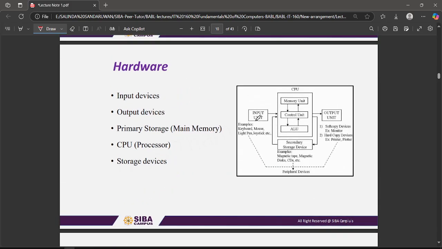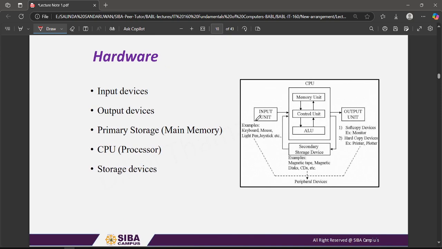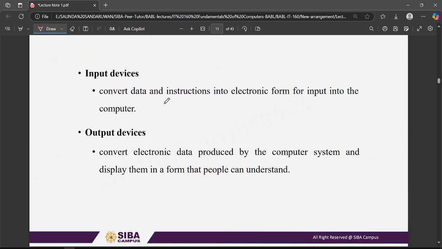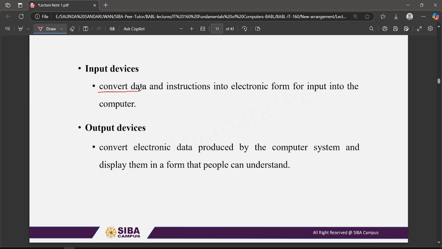Then we can further classify the hardware into several things, right? Input devices, output devices, and the memory, primary memory, secondary memory, and the CPU or the processor, right? So we'll discuss. Input devices convert data and instructions into electronic form for input into the computer. You can use the input devices to input things to the computers.